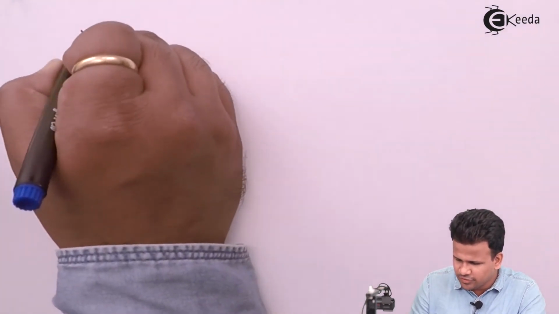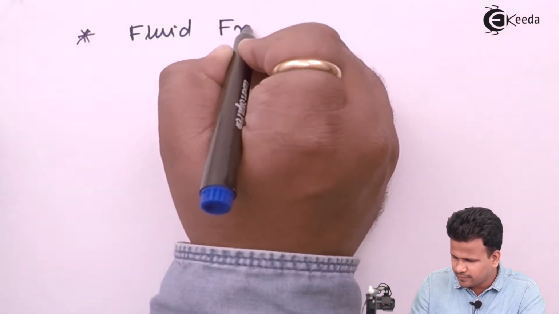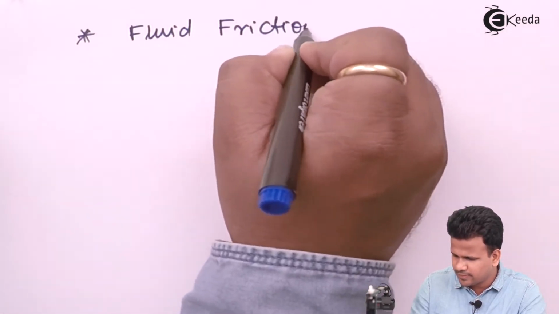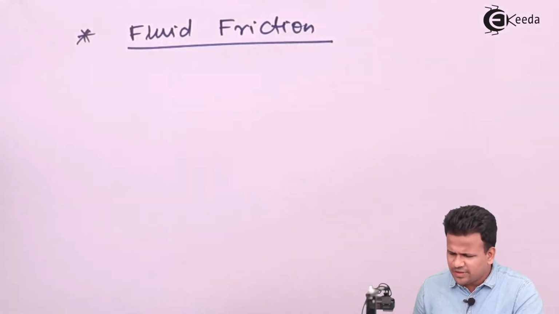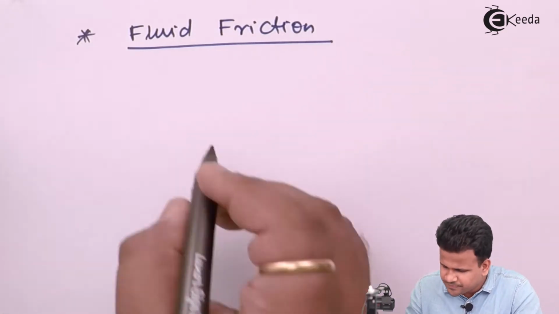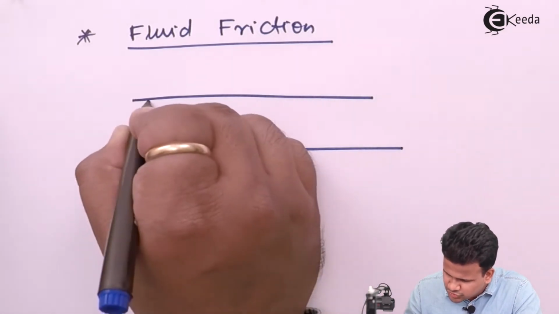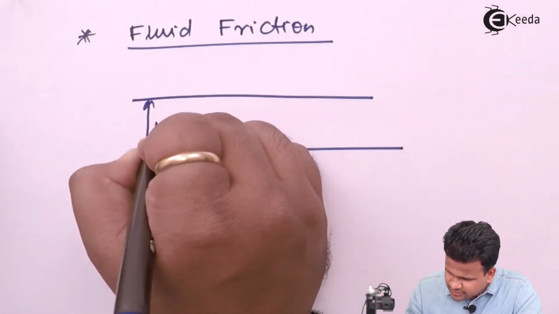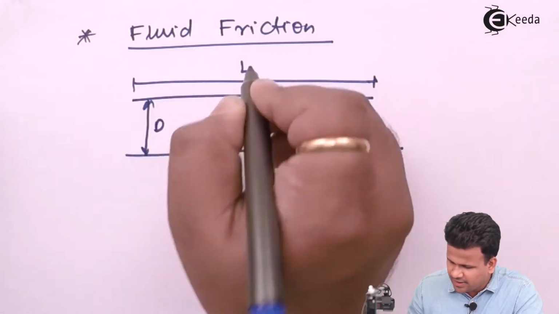Fluid friction. Let's study what is fluid friction. Now, what is exactly fluid friction? For that, we'll consider a small pipe having diameter d. So there is a pipe. Let us define its dimensions. So this is the diameter d and this is the length of that entire pipe.